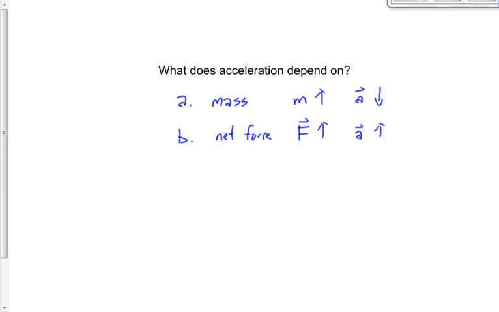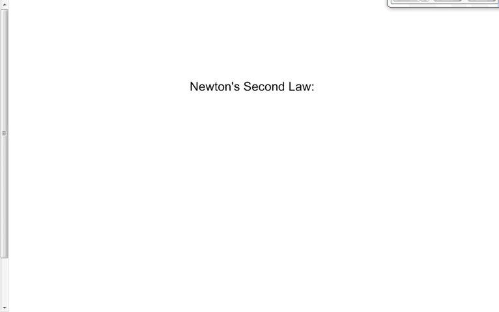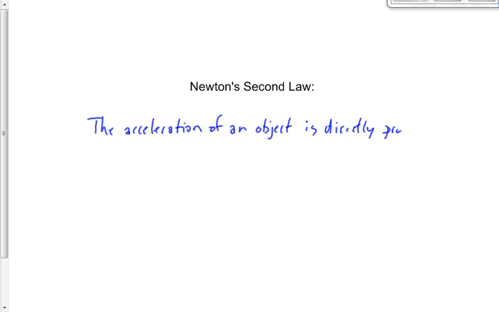Newton's second law tells us exactly that. That the acceleration of an object is directly related to, or directly proportional to, the net force. In other words, as force goes up, acceleration goes up. As force goes down, acceleration goes down. It's directly proportional to the net force and in the same direction.